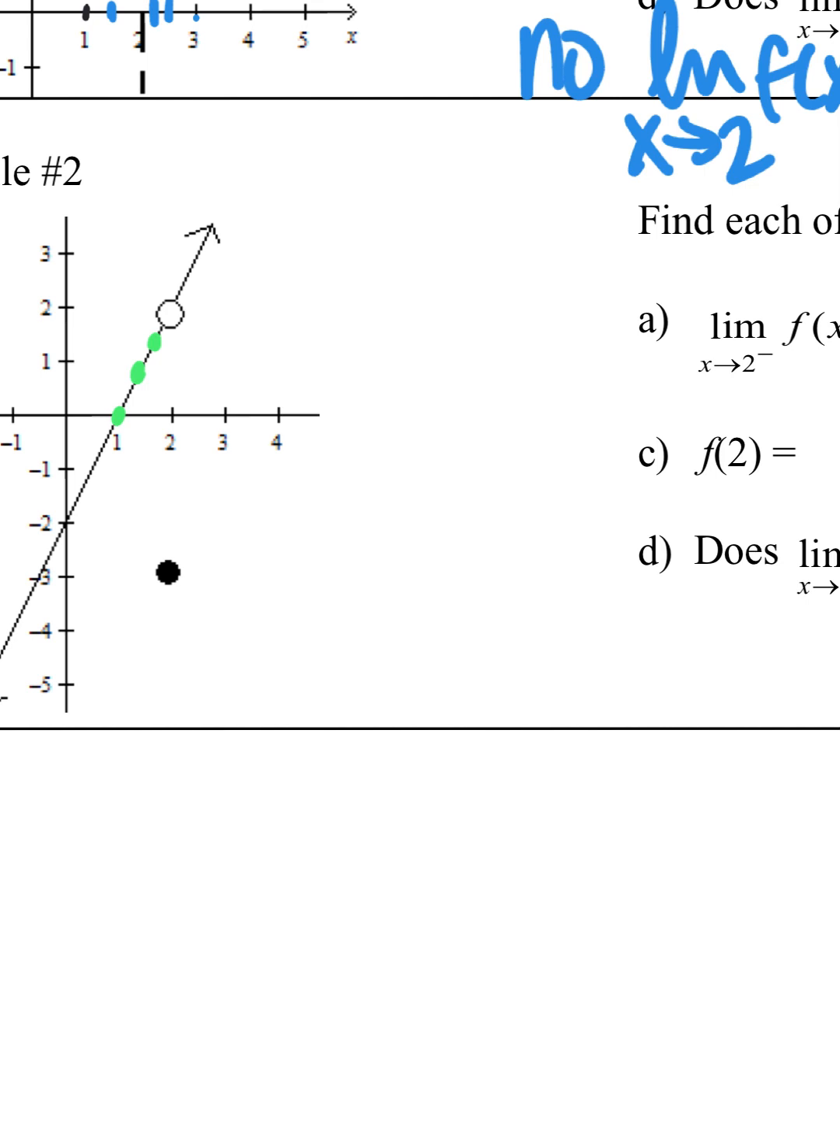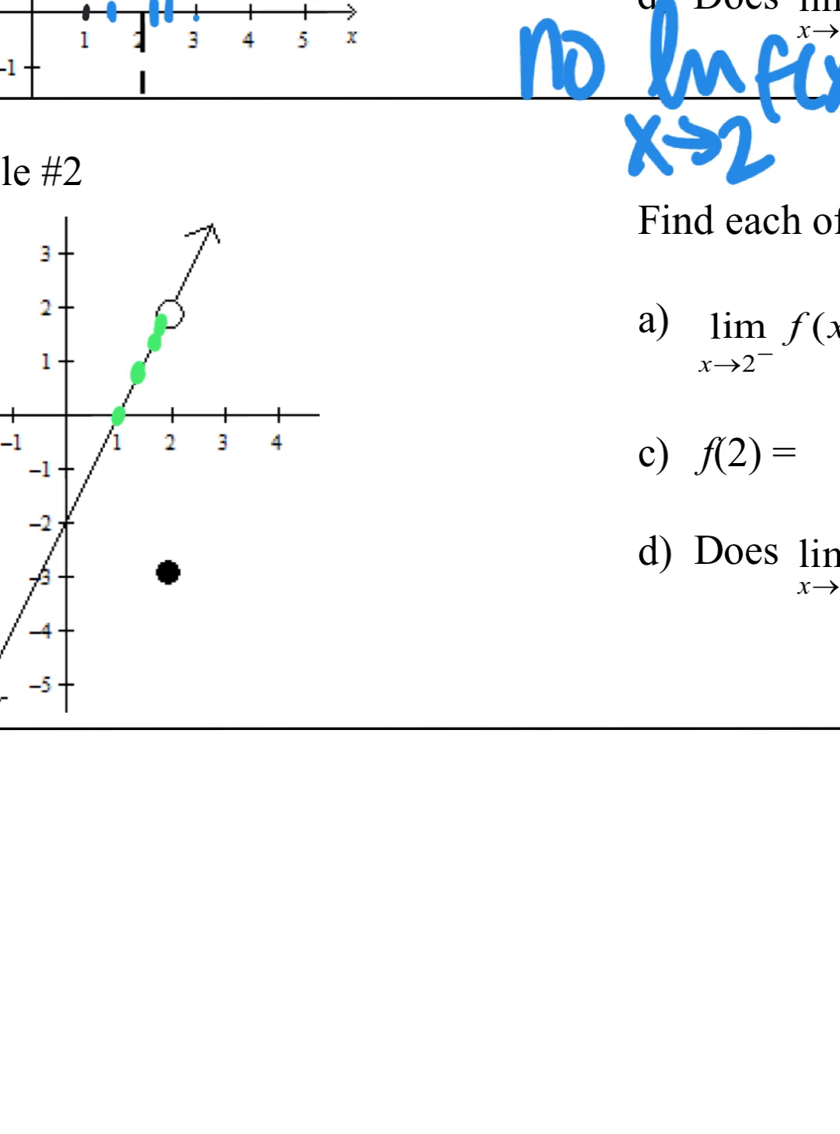At 1.999, and then 1.9999, and then 1.99999, what y value is my function getting closer and closer to as my x value gets closer to 2? It's getting closer to 2, right? Does it actually reach 2? No. This function never has a y value of 2.